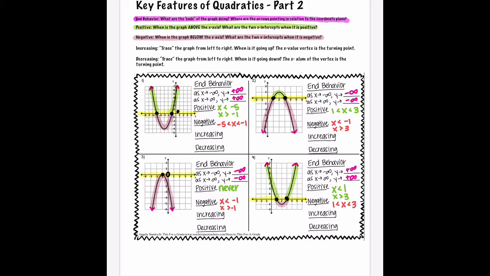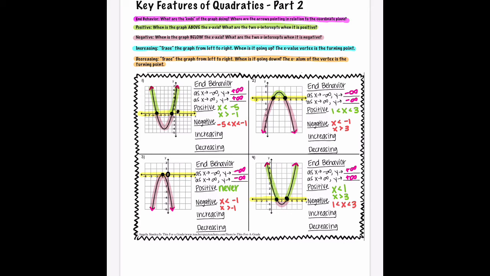Finally, we're going to look at increasing versus decreasing. So, increasing, what does that mean? When you're tracing the graph from left to right, your pencil's either going up or it's going down. If it's going up, that's what we call increasing. If it's going down, that's what we call decreasing. The idea is pretty simple, but again, we're going to be writing this in interval notation, so that's where things might get a little confusing.